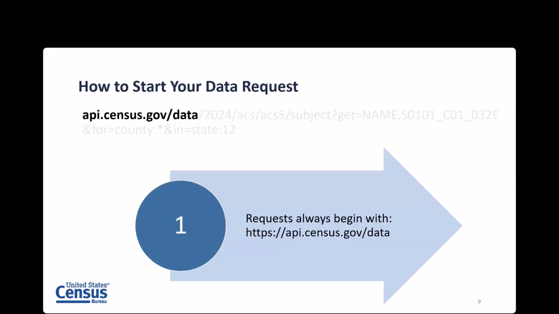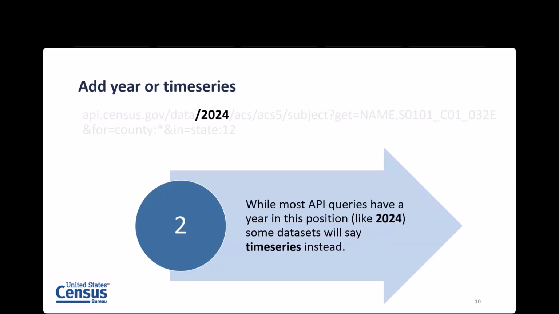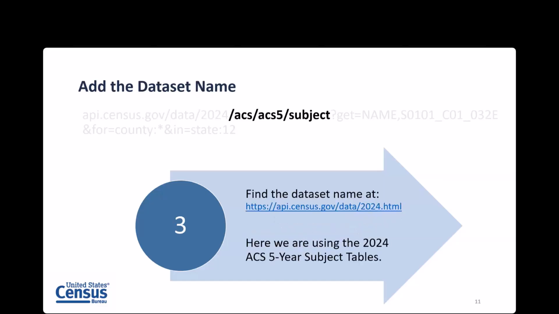The first part of these API calls always begins with api.census.gov/data. The next part after that is usually going to be a year. In this case, as you can see, we're looking at 2024 data. The only exception here that might not be a year is that sometimes you will have the word time series instead of a year if you're looking at a time series data set. Then following the year, you're going to tell the API what data set you're looking for. In a lot of cases, you can almost look at the URL and read what's happening here. In this case, you can see we're looking at ACS 5-year subject tables. It's not always that clear, but a lot of times you can almost read it directly from the URL.